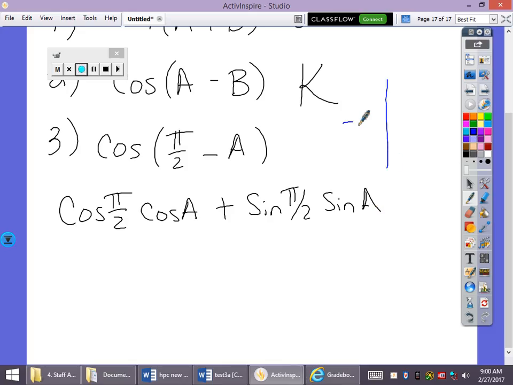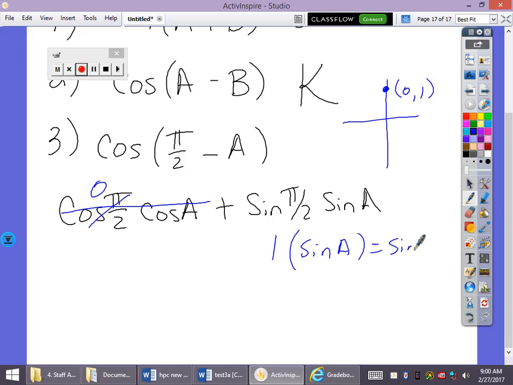90 degrees. So that is this point right here. What's the ordered pair for that point? 0, 1, which means the cosine of pi over 2 is 0, and 0 times anything is 0, so this is out of here. Sine of pi over 2 is 1, and 1 times sine A is sine A, so you should have chosen B as in boy. Okay?